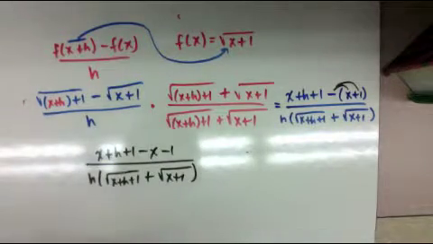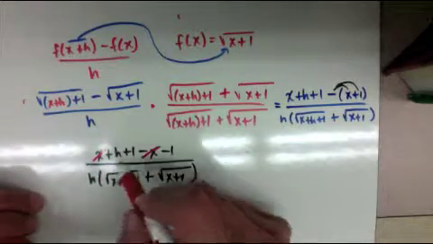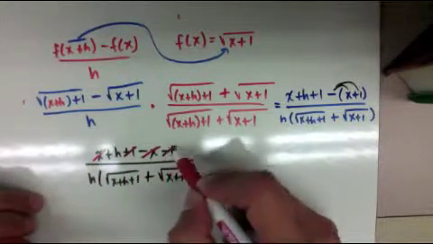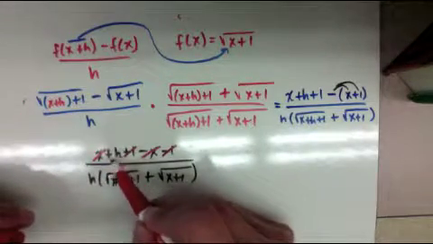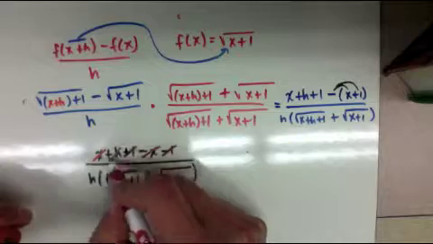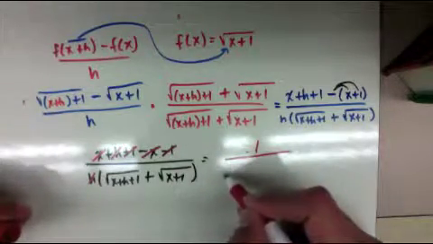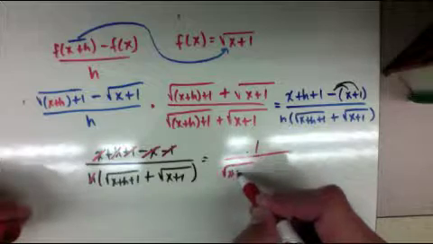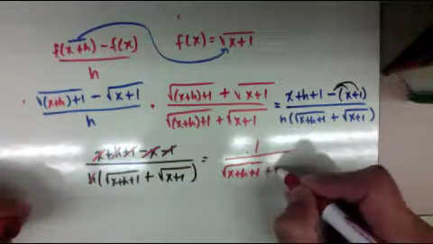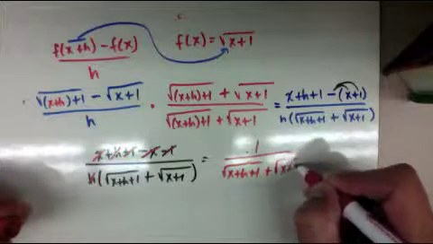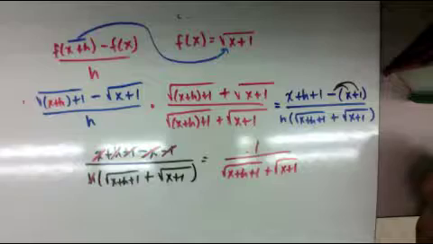And now we can start simplifying things. You notice x subtracts x, plus 1 minus 1, that gets simplified. Now h on the top and h on the denominator, that simplifies as well. So we're left with 1 over the radical of x plus h plus 1 plus the square root of x plus 1. And that would be your final answer.